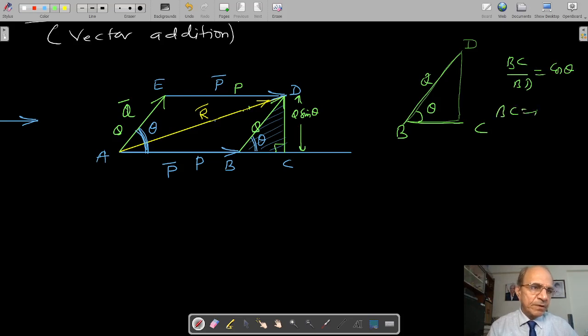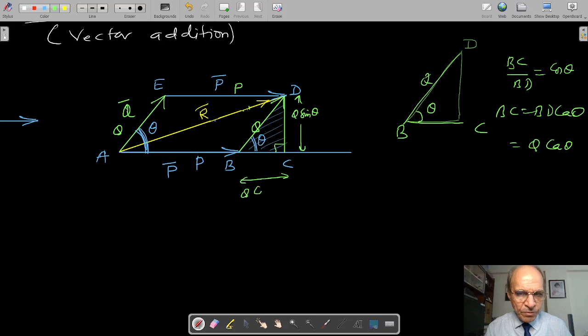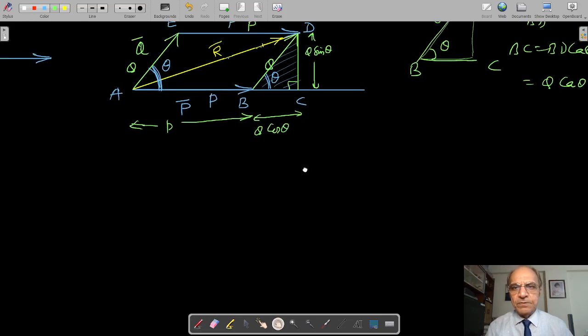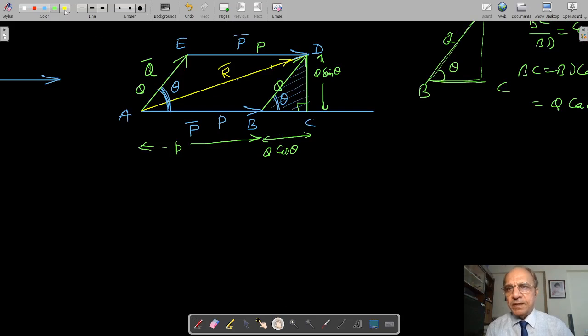Therefore, BC equals BD cos theta. What is BD? BD is Q. Therefore, this will be Q cos theta. And this length, which we already know, is P, the magnitude of this. Okay, right? So now can we calculate R?